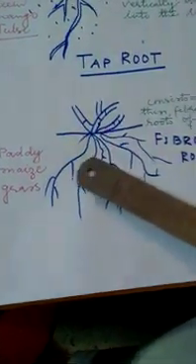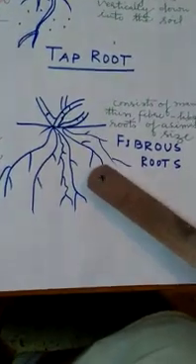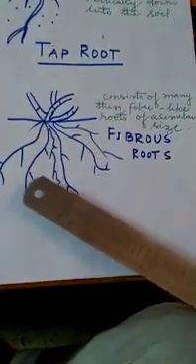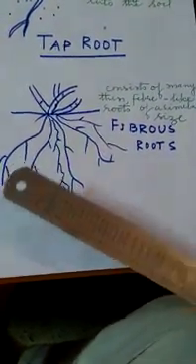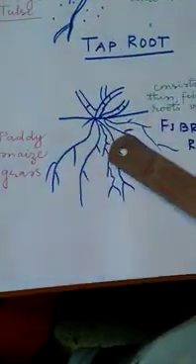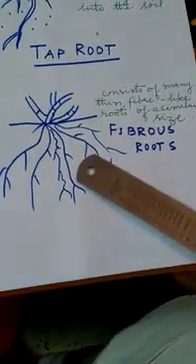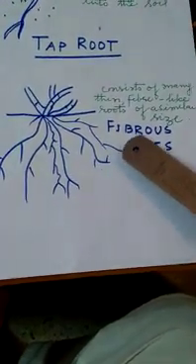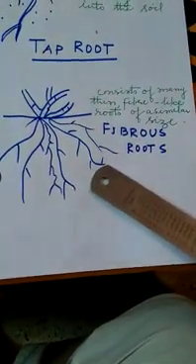So children, here one thing is important to know, that all of us know that maize, grass, paddy, all are monocotyledons, and in monocotyledons we normally get the fibrous roots.